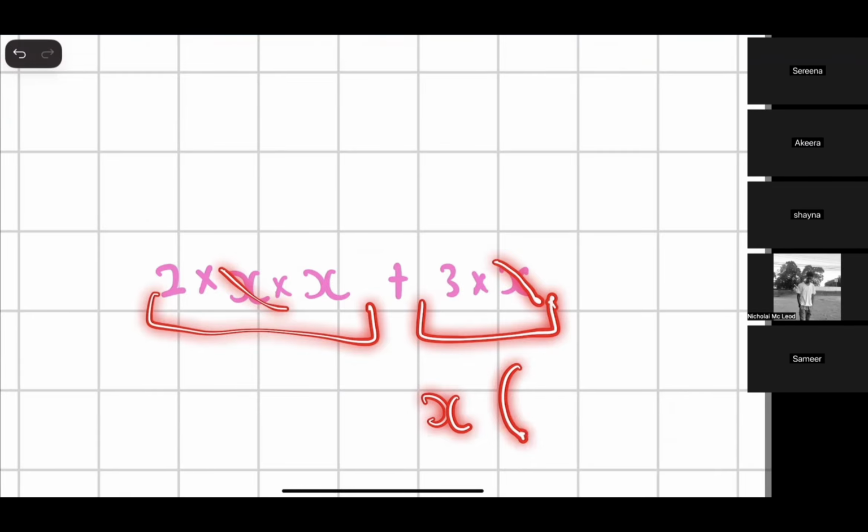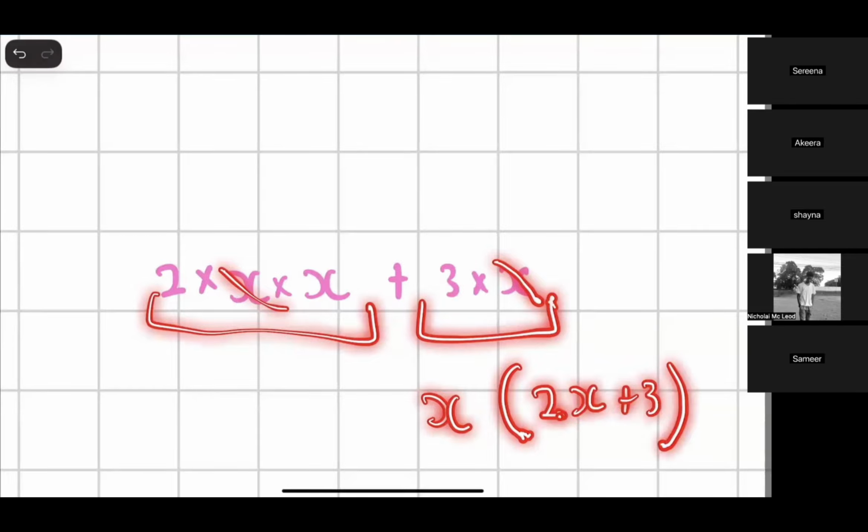Somebody tell me, if I pull out the x, what would I write on the inside? 2. Yes. We're not finished yet. 2x plus 3. 2x plus 3.